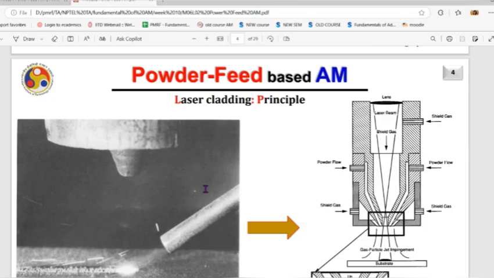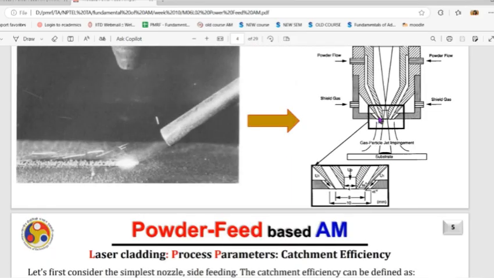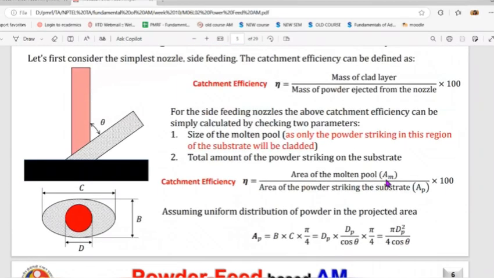Now this is the laser cladding principle. We have already talked about these things. The angle I have already talked about, whether it's 60 degree or 45 degree; depending upon that, you will get the powder flow, the nozzle, whether it's gravity based or forcefully carrier gas. Catchment efficiency is the mass of the clad layer divided by the powder mass which is ejected from the nozzle.